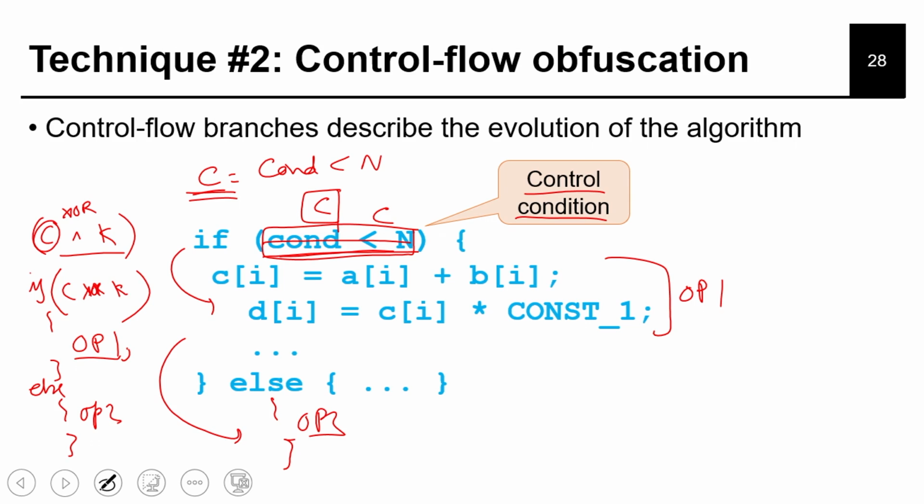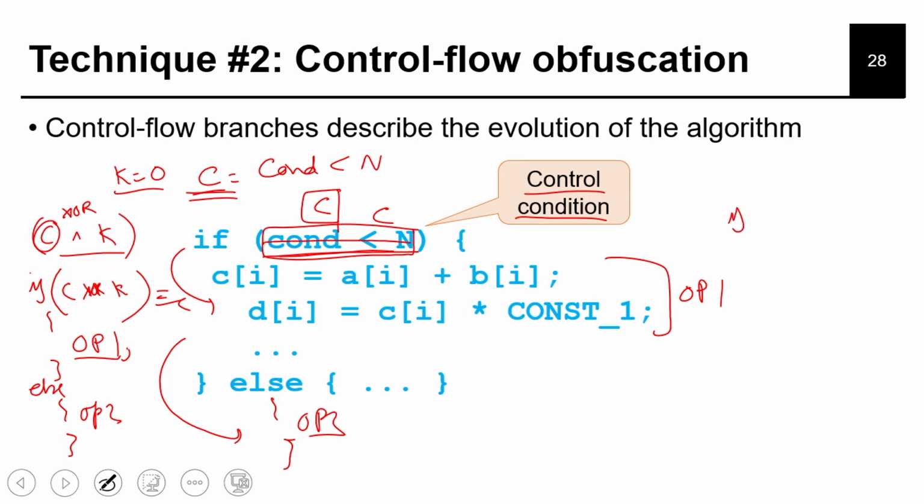Suppose you assume that the correct key value k is 0. Then this is C XOR 0. What is C XOR 0? It is C, because if you XOR with 0, whatever the value of C, that will be the output. So if k is 0, it effectively means C only. That means it boils down to the original one. But what about if k equals 1?